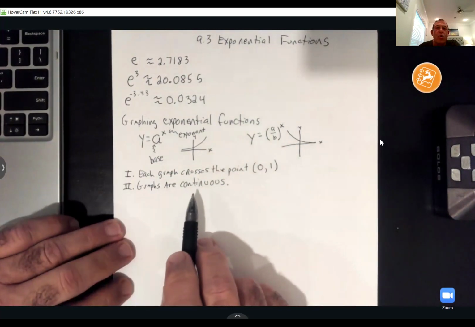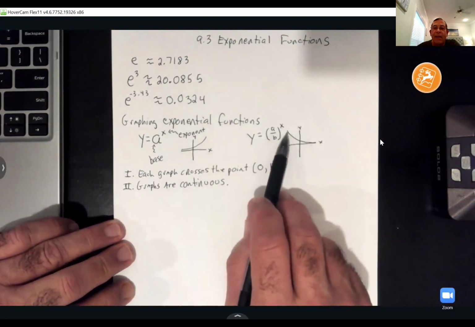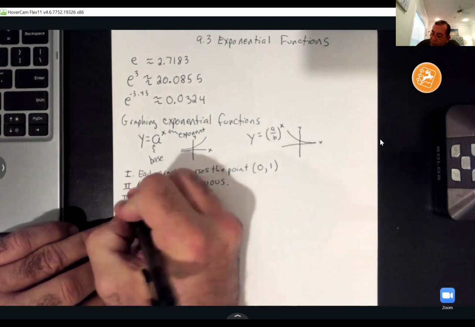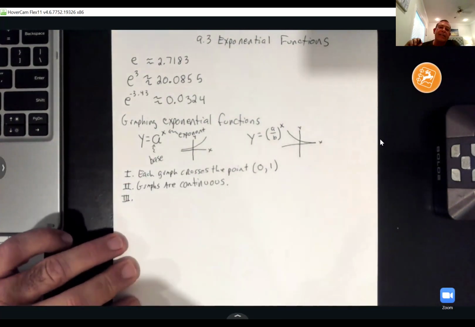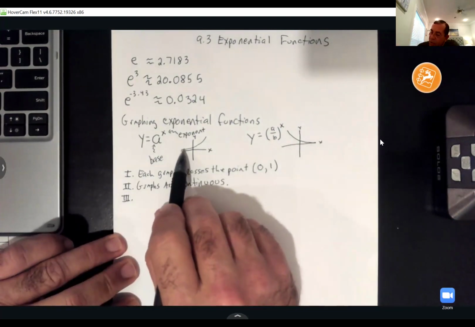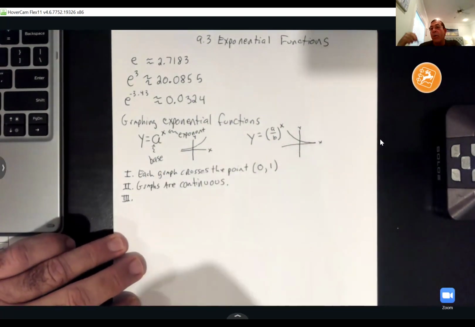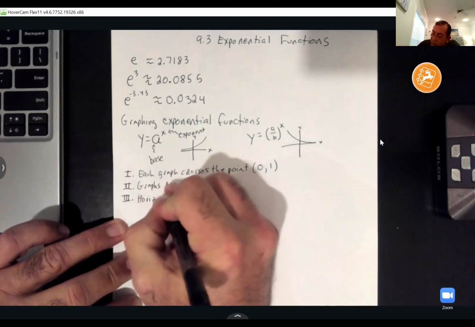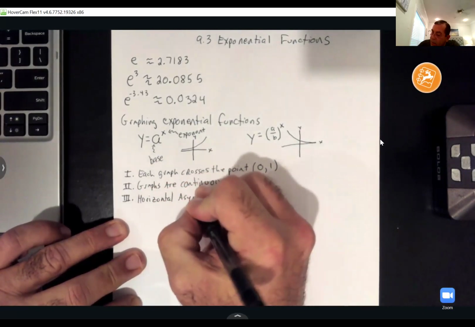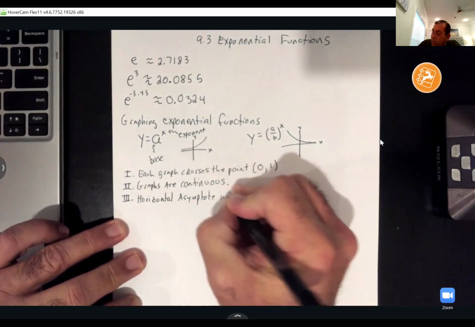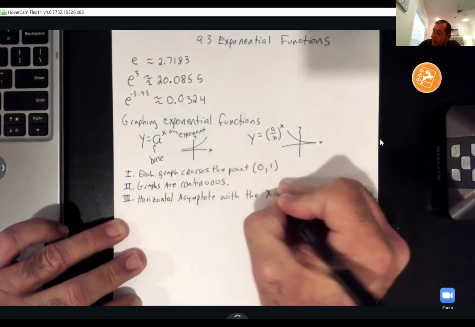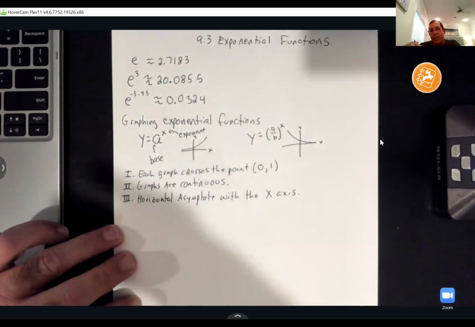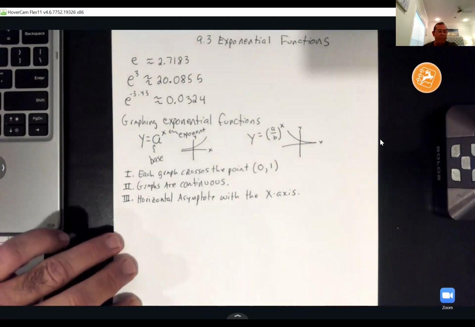So that means there's no places where they're undefined. They make a nice, smooth graph. And then the last thing they all do, notice, they're all sort of trying to hug that x-axis. So unless we move them, they make a horizontal asymptote with the x-axis. That means they won't cross over the x-axis unless we shift the graphs doing that kind of stuff, okay?